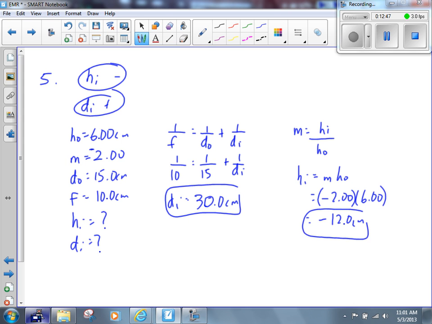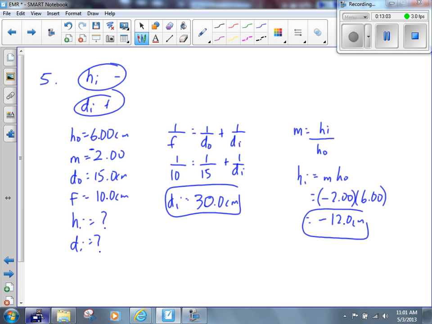Okay, let's look at the characteristics here. We know that it's larger. We're told that it's twice as big. We know that it's inverted because the image height is negative. And we know that it's real because we're told right on the third word of this question that it's real.